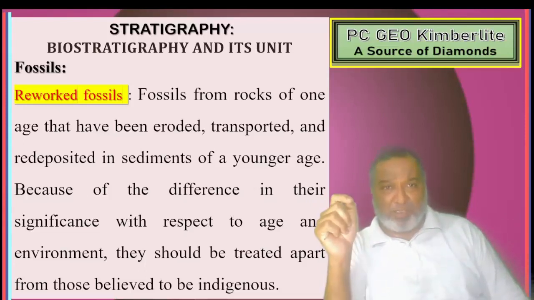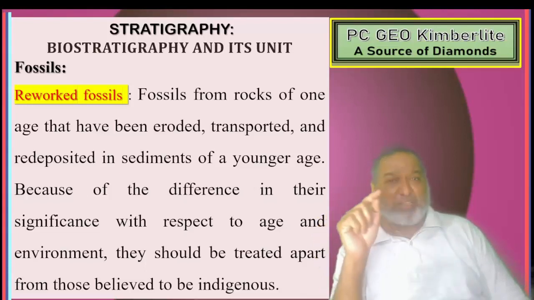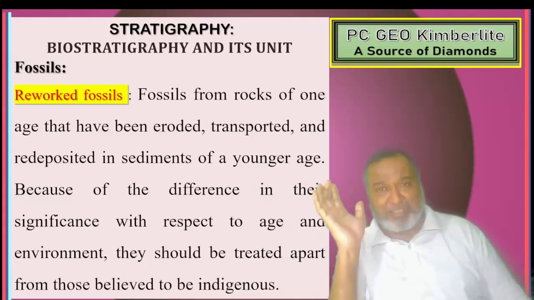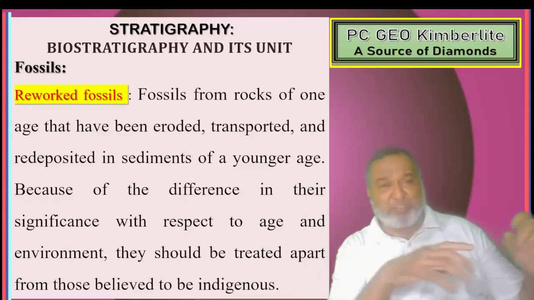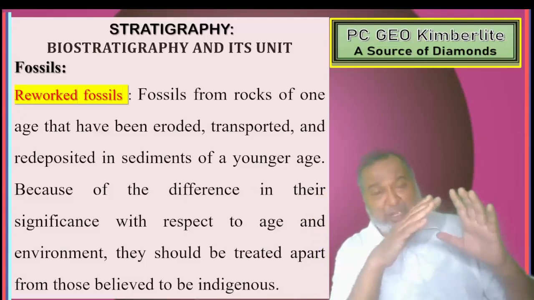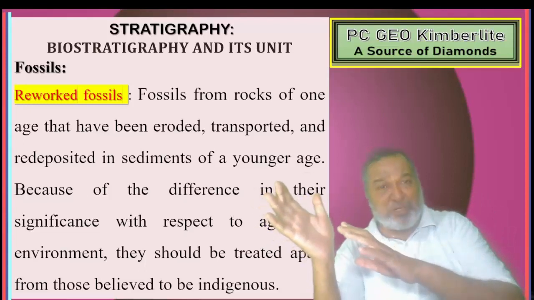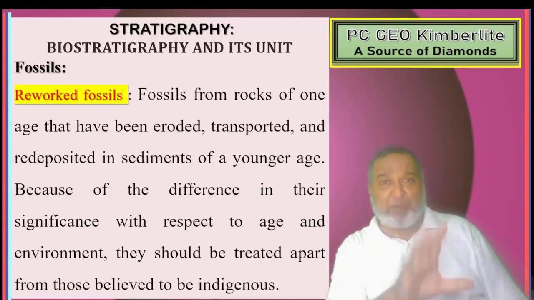Fossils from the rocks of one age that have been eroded, transported and redeposited in the sediment of younger rock. Yes, younger age. So what is happening? The older rock is there. For example, a fossil has been deposited in 1990 and it has been eroded. After the erosion, it has been deposited in 2000. So there will be a gap of 10 years.